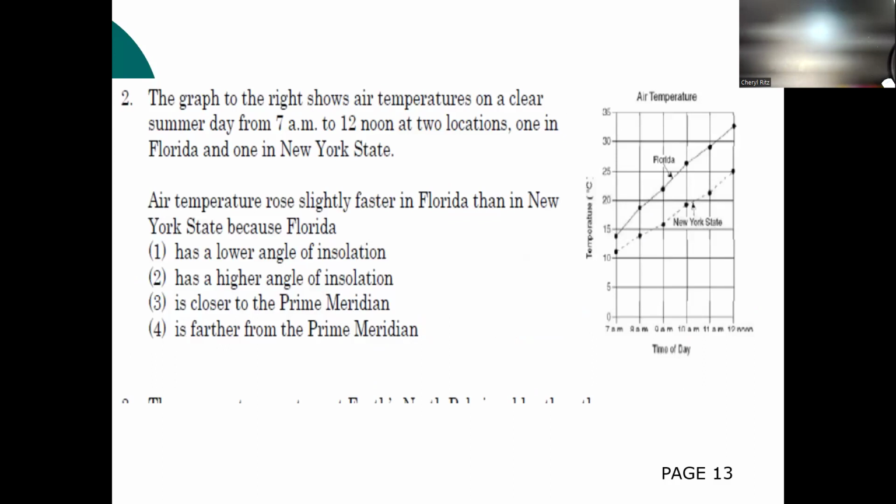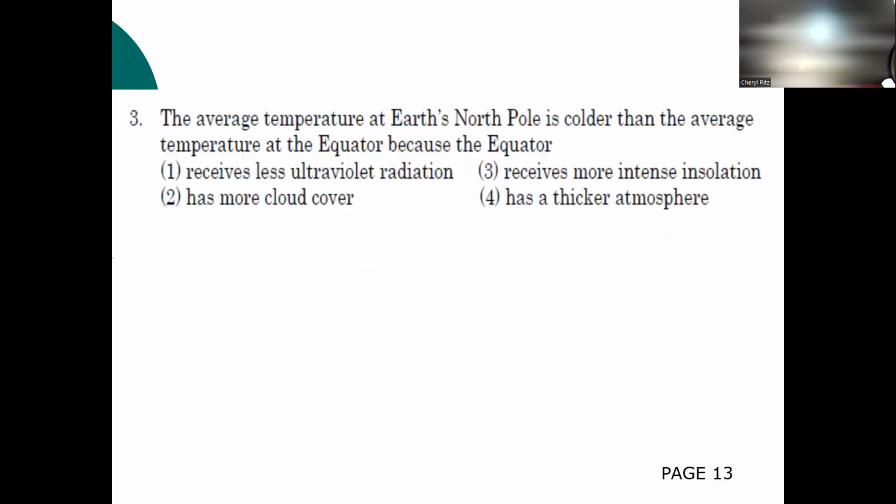How's this one look? Did you already get to question 2? Okay, so air temperature rose slightly faster in Florida than in New York State because Florida has a higher angle of insolation. By the way, why do they have a higher angle of insolation? Because they're closer to the equator. And finally, number 3, the average temperature at Earth's North Pole is colder than the average temperature at the equator because the equator receives more intense insolation.